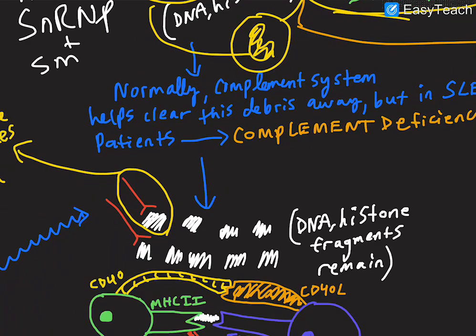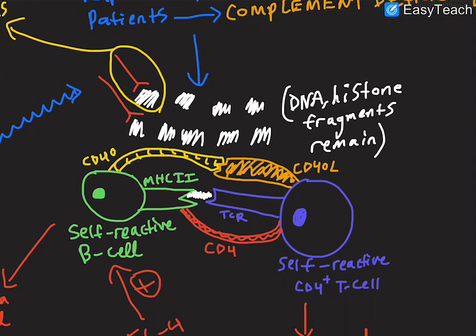And which is bad because if you have self-reactive B cells in the vicinity, right? What can happen is your self-reactive B cells can take up those fragments, which is what? Double-stranded DNA, histone, snRNP, right? Smith proteins. They can take those fragments up through their IgM or IgD B cell receptor, internalize it and present it on MHC class 2.